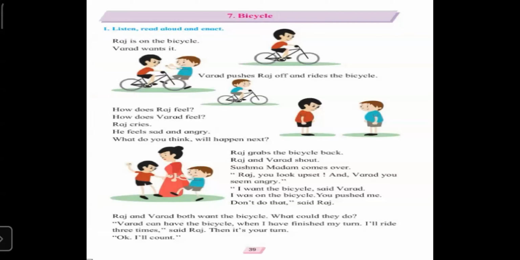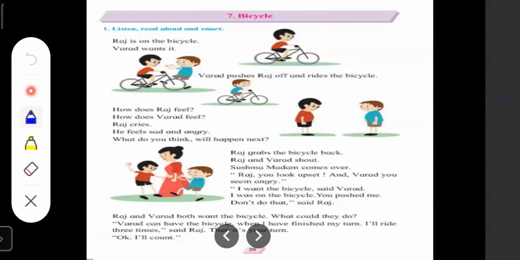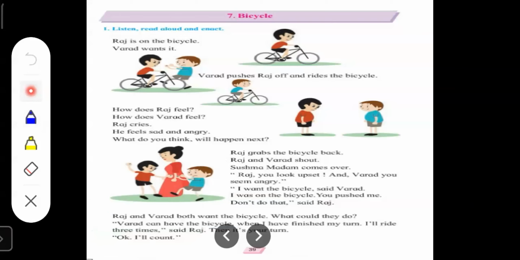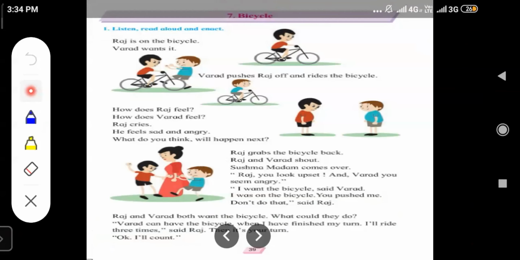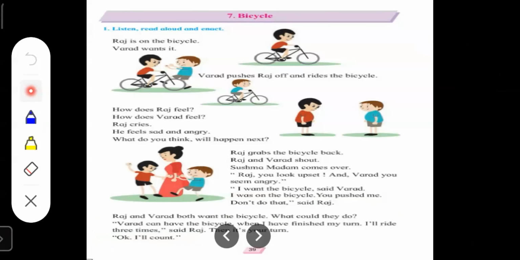I will read the lesson. All of you pay attention. Keep your fingers on the lines as I read. Okay? Name of the lesson is bicycle. What is the name of the lesson? The name of the lesson is bicycle. I will read the lesson now.